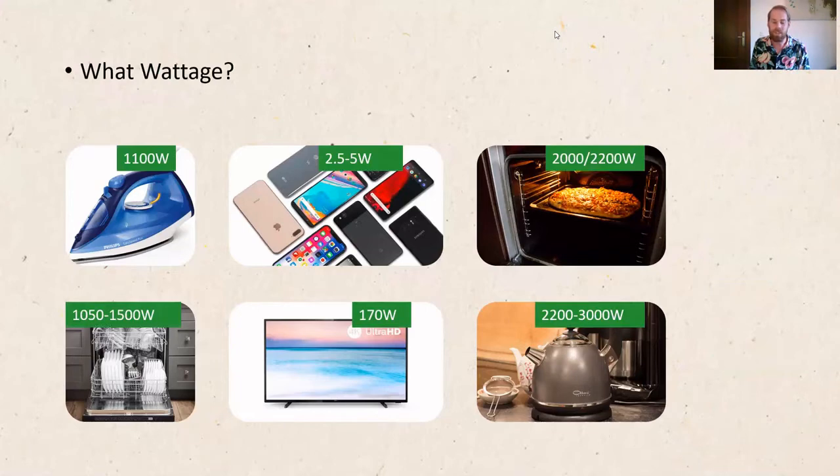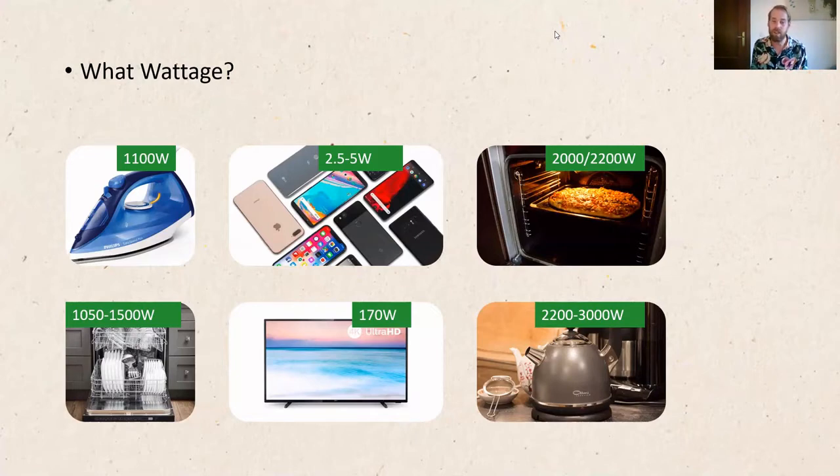So, what wattage? The iron there uses about 1,100 watts. Charging your phone only uses up to 5 watts. Cooking that pizza, you're using a lot of electricity there, between 2,000 and 2,200 watts. The dishwasher, vital in a lot of houses. Make sure it's fully packed if you're using it. Don't waste any space in there. That's about 1,050 to 1,500 watts.